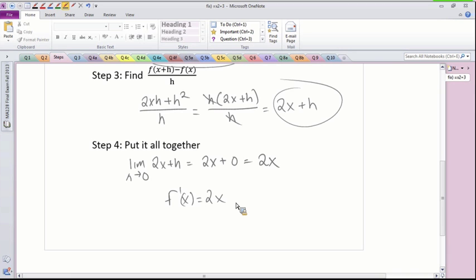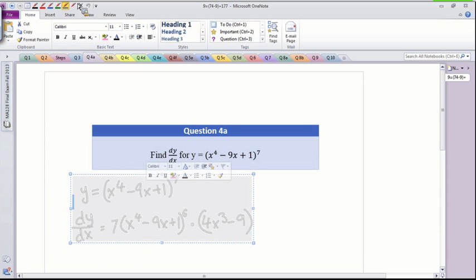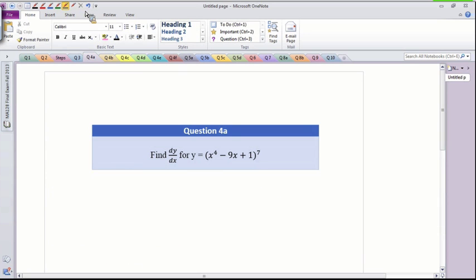Okay. So 4a and 4b, I had some questions on, so we'll go over those. Find dy dx for y equals (x to the fourth minus 9x plus 1) to the seventh. We have to use the chain rule. The chain rule is the derivative of the outside function multiplied by the derivative of the inside function.